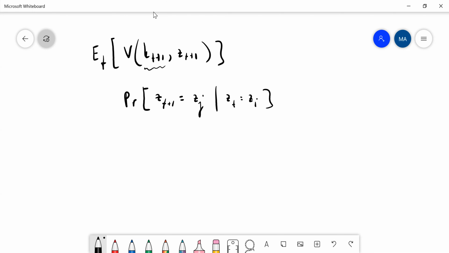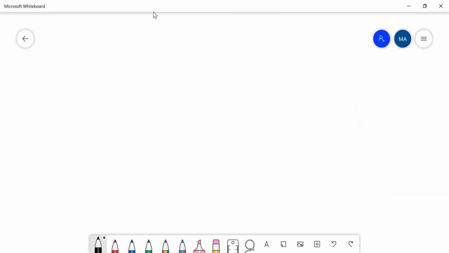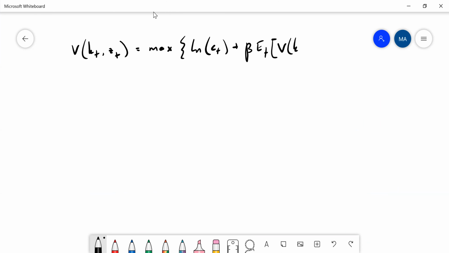You understand. So if you want to do the perturbation method, it's also very simple. In the case of the perturbation method, you write the Bellman equation in the typical way.